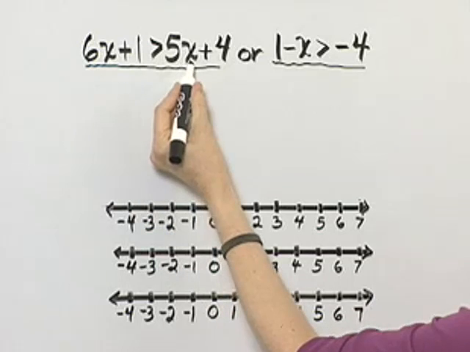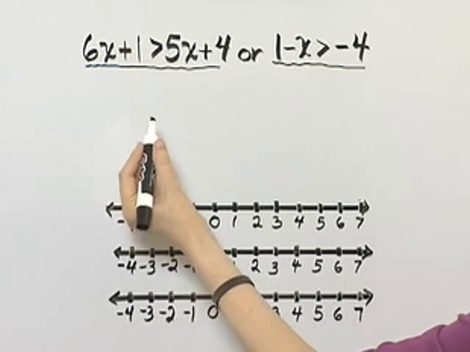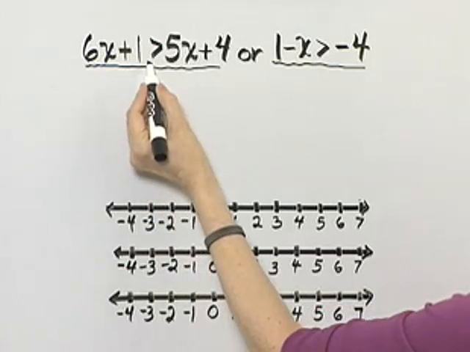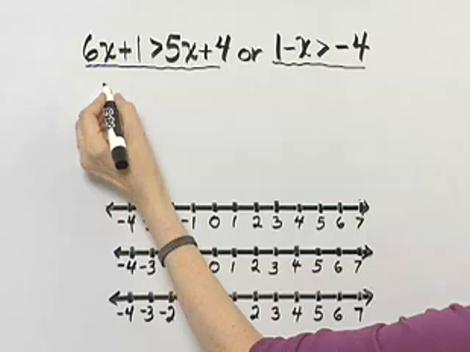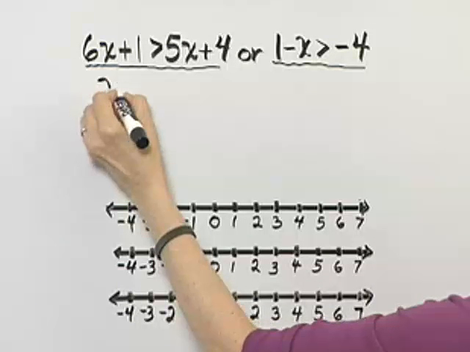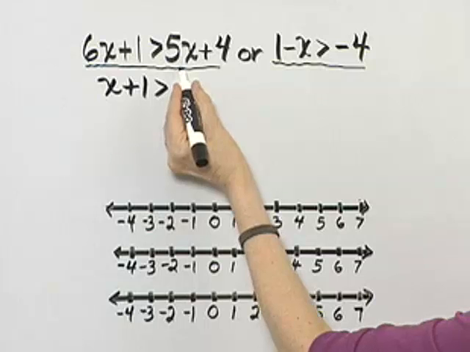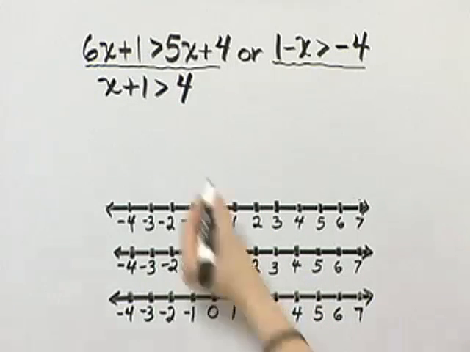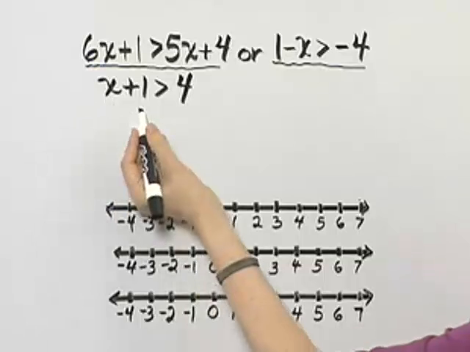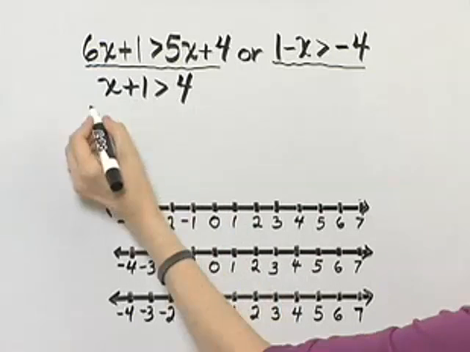Well, I can start by subtracting 5x from both sides. Now let's see if we can do that mentally. This, minus 5x, that's 6x minus 5x, which is 1x or simply x, plus 1. And then on this right side, minus 5x, I have just left 4. And then let's continue. What do I do next to solve this for x? I will subtract 1 from both sides.